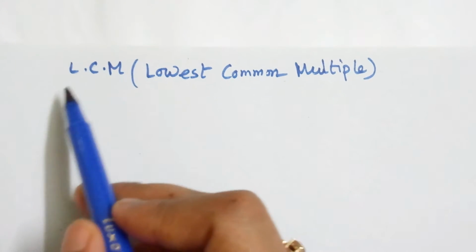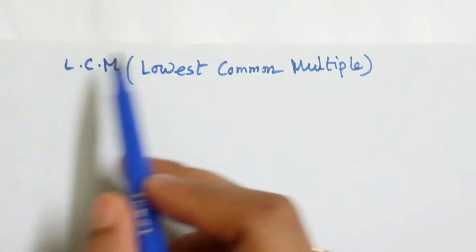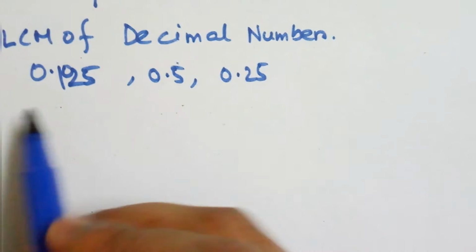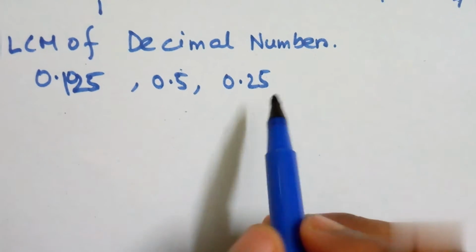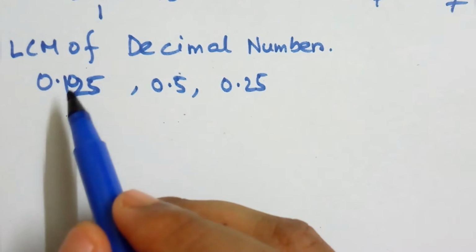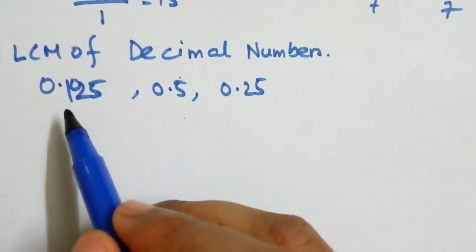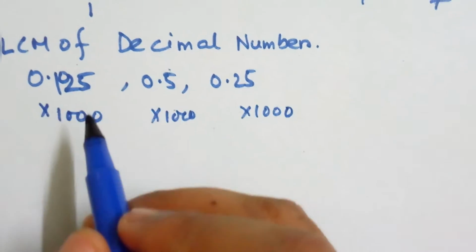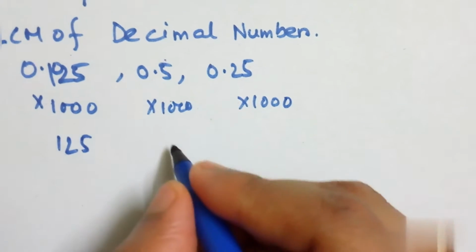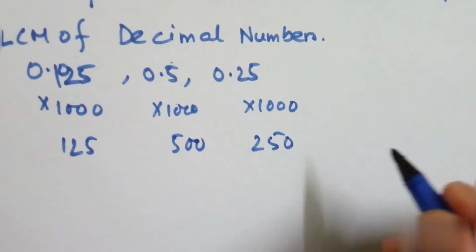Today we will learn about LCM, that is lowest common multiple, and how to find the LCM. So how to find the LCM of decimal numbers? First see these numbers and find that after the decimal point there are 3 digits, and this is the maximum number of digits after the decimal. So multiply each number with 1000. So we will get 125, 500, and here we will get 250.